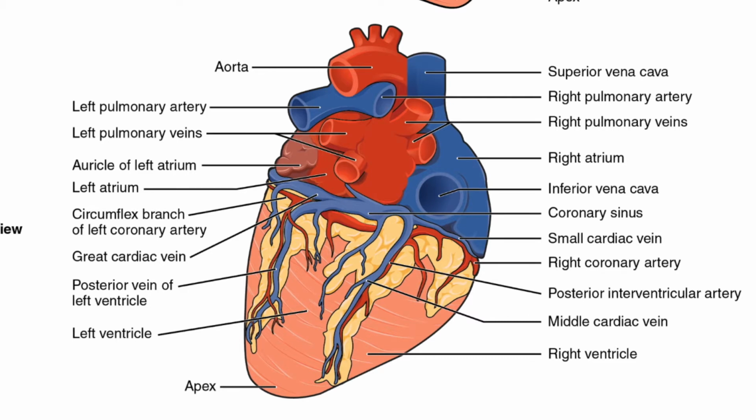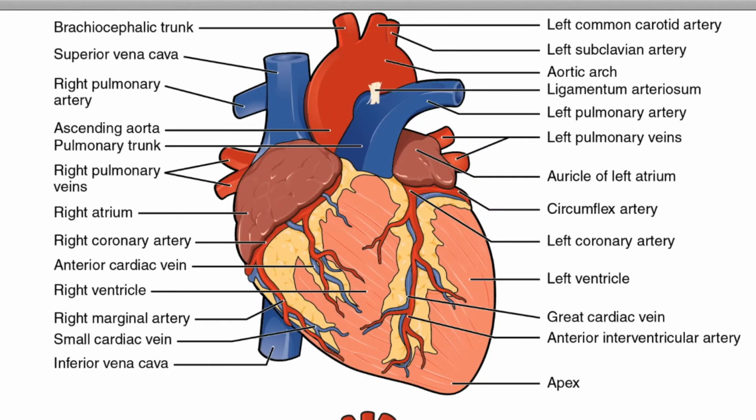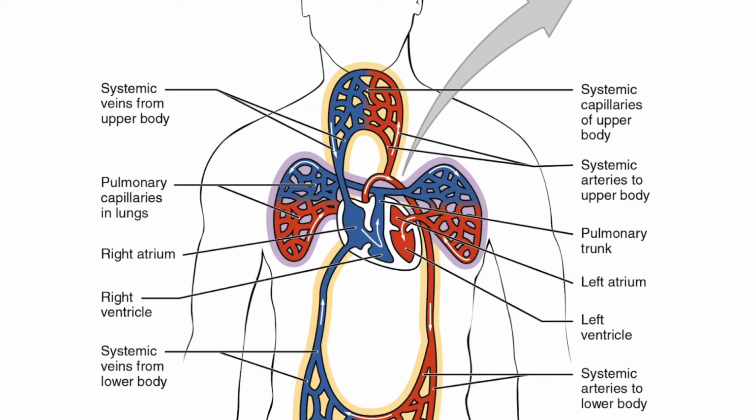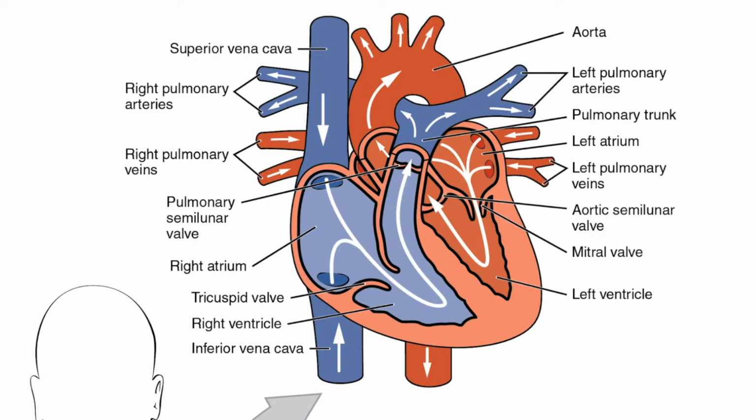So, location of the heart. The human heart is located within the thoracic cavity, medially between the lungs in the space known as the mediastinum. The great veins, the superior and inferior vena cava, and the great arteries, the aorta and pulmonary trunk, are attached at the superior surface of the heart, called the base. The base of the heart is located at the level of the third costal cartilage.